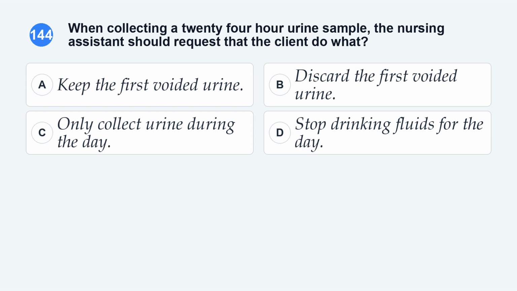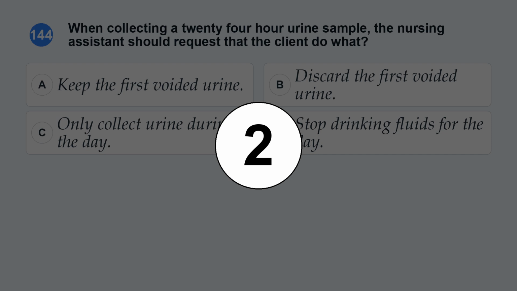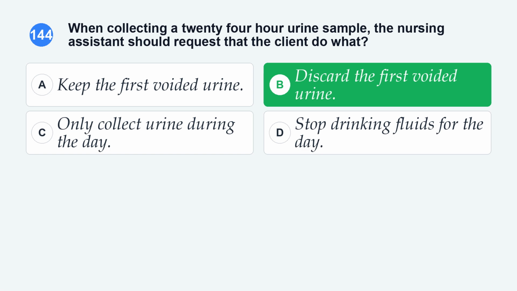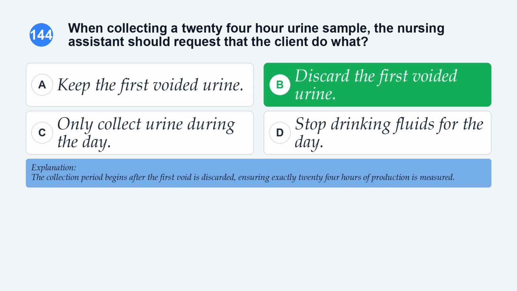Question 144. When collecting a 24-hour urine sample, the nursing assistant should request that the client do what? Option A, keep the first voided urine. Option B, discard the first voided urine. Option C, only collect urine during the day. Option D, stop drinking fluids for the day. The correct answer is option B. Discard the first voided urine. Explanation. The collection period begins after the first void is discarded, ensuring exactly 24 hours of production is measured.